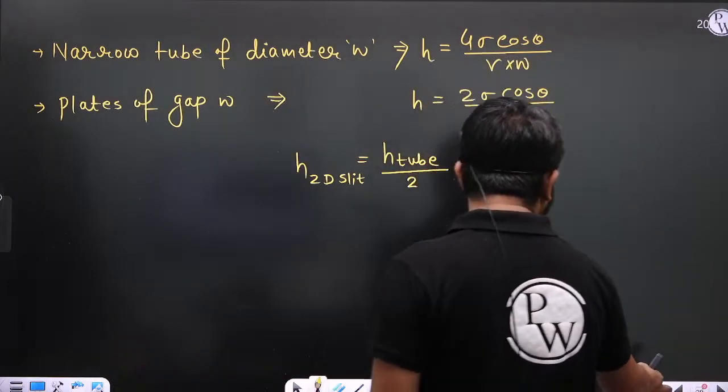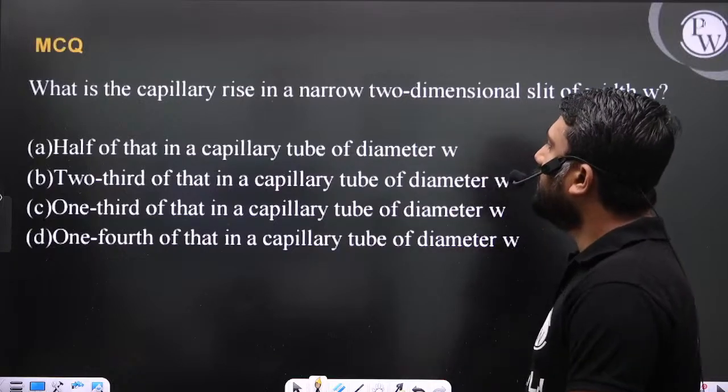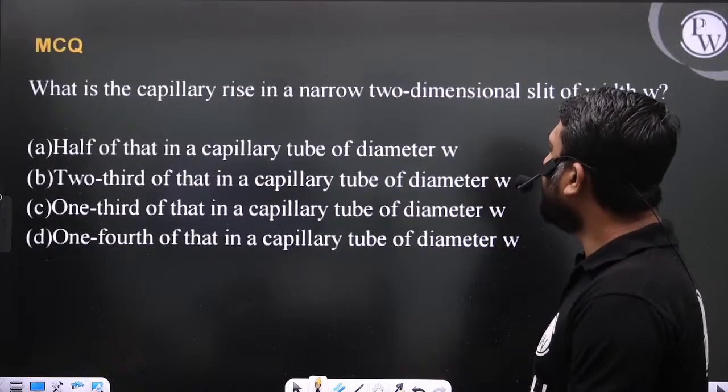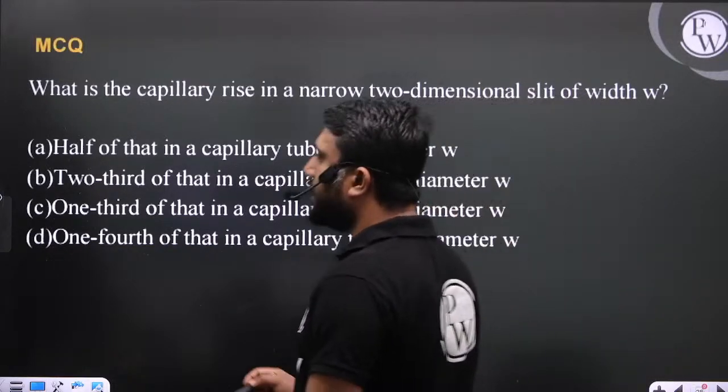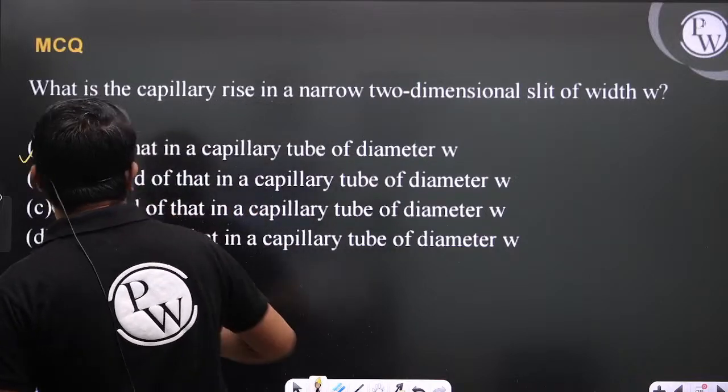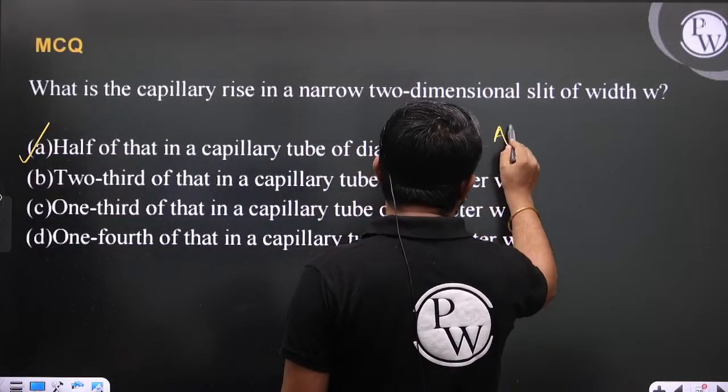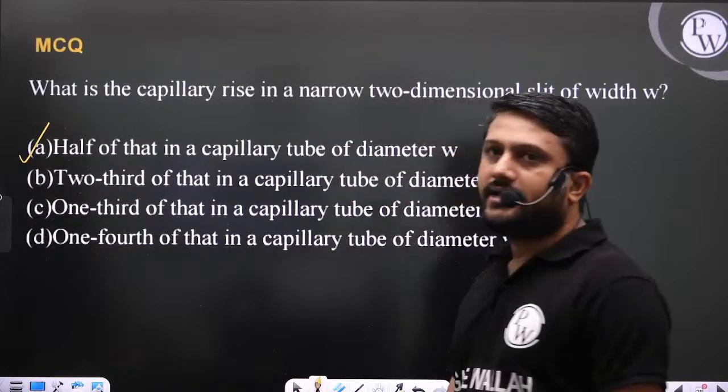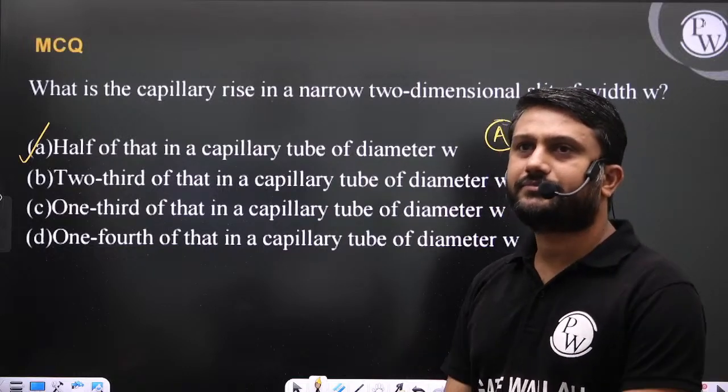So what is the correct answer for this question? The correct answer is half of that in a capillary tube of diameter W. So the correct answer is A. A is the correct one, right? So is it clear to everyone?